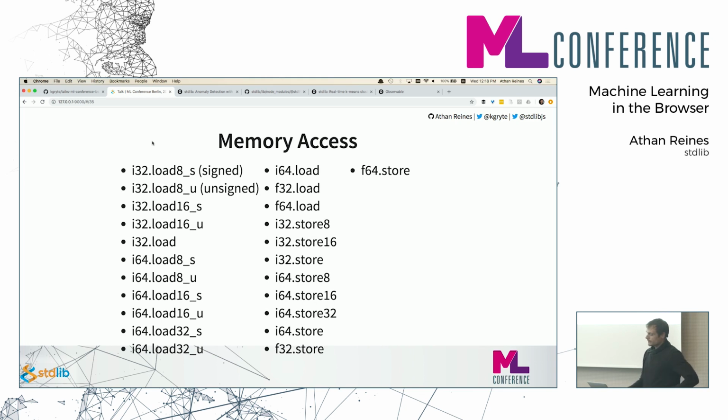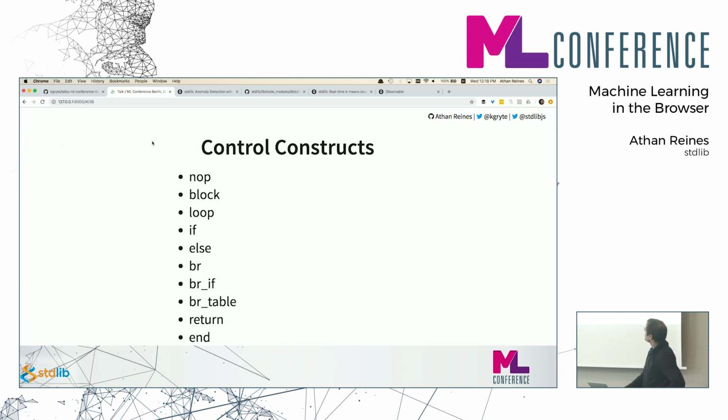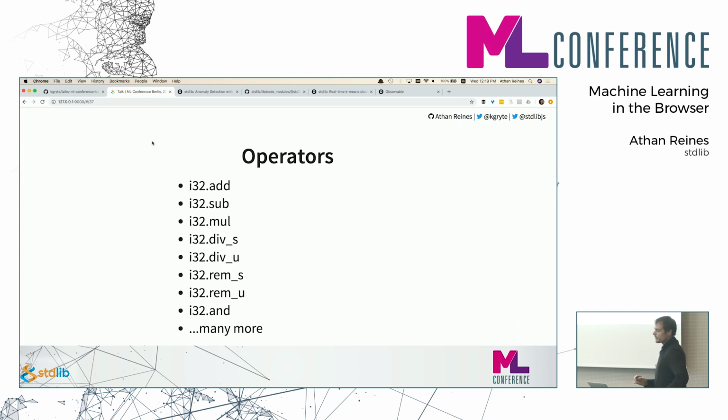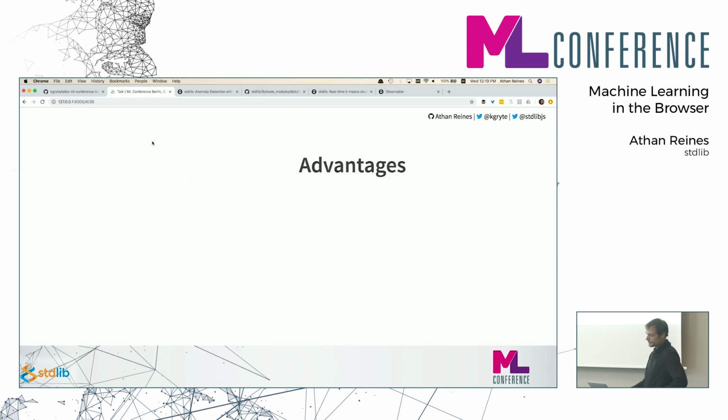Linear memory access is accomplished with explicit store and load operators. WebAssembly comes with basic flow control constructs such as ifs, loops, and blocks. And then the current WebAssembly specification defines many operators and functions for data type conversion, truncation, reinterpretation, promotion, and demotion. Here I'm just showing the 32-bit operators. If you're interested in more of them, see the specification, there's a lot.